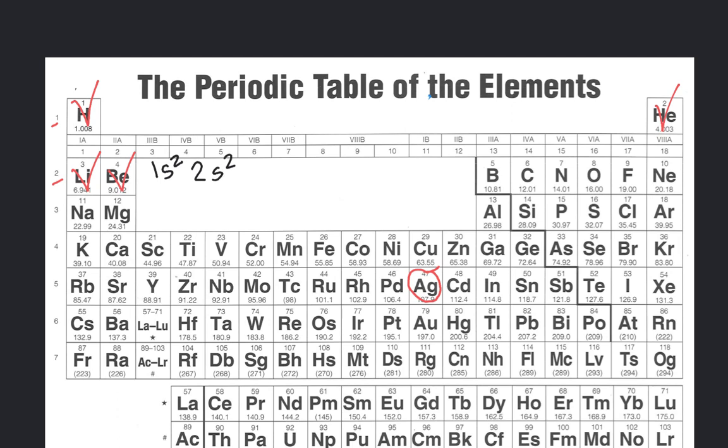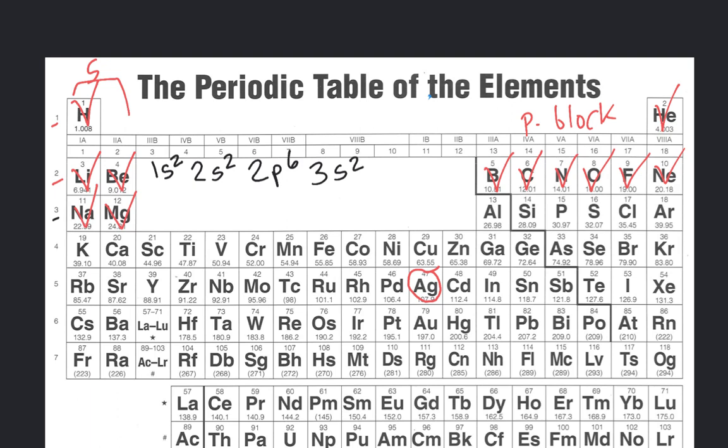Then we're going to go over to the right. We're now in the p block, remember. Over here is the p block. So 2p1, 2p2, 2p3, 2p4, 2p5, and 2p6. That'll make all the 2p orbitals full. And then we're going to go down to row 3. And we're at the 3s1 and the 3s2, because remember, this is the s block. So we have 3s2.